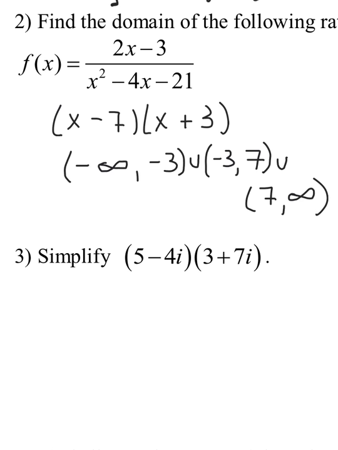So basically what this means is that the value for x right here in the denominator can be any number up to negative 3. It cannot be negative 3, but it can be anything in between negative 3 and 7. That would be okay, but it cannot be 7. It cannot be 7, but it can be anything to infinity after 7. So x can be any real number except negative 3 and 7.